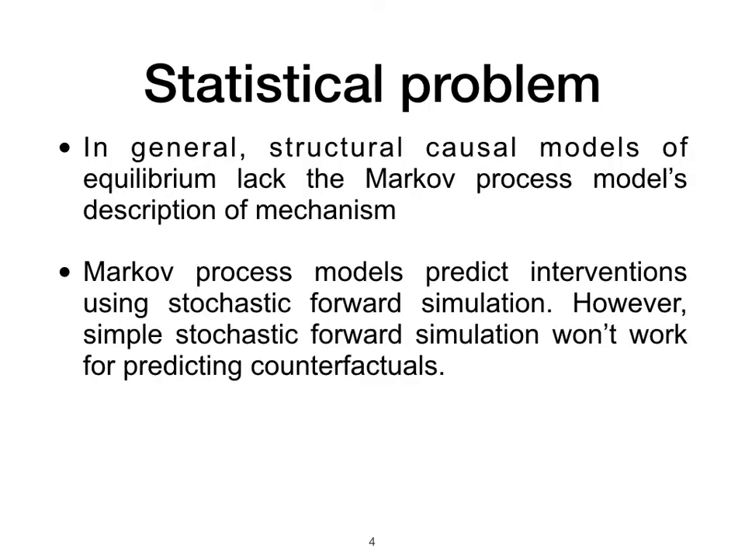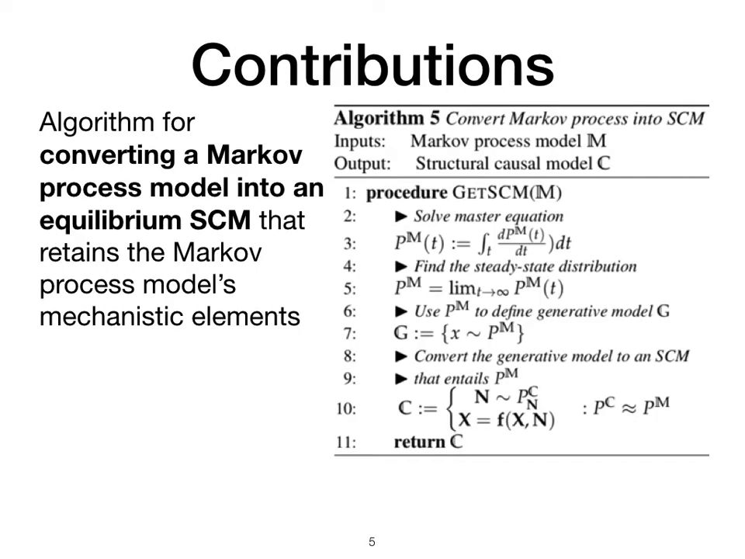In general, structural causal models of equilibrium lack the Markov process model's description of mechanism. Markov process models predict interventions using stochastic forward simulation. However, simple stochastic forward simulation won't work for predicting counterfactuals. A main contribution of this work is an algorithm for converting a Markov process model into an equilibrium SCM that retains the Markov process model's mechanistic elements.